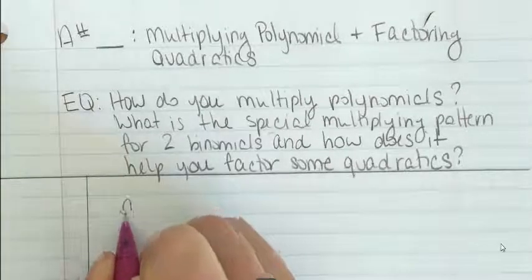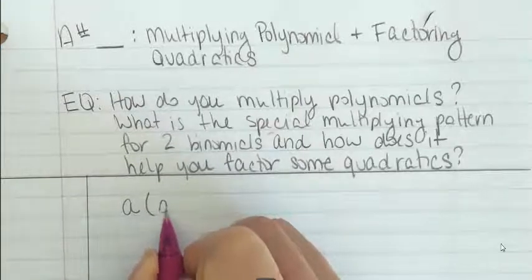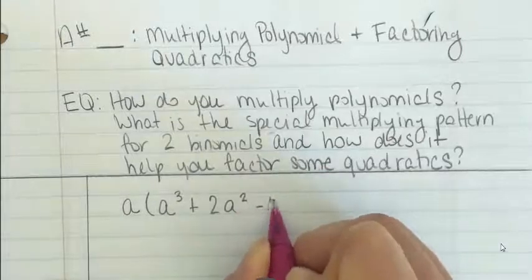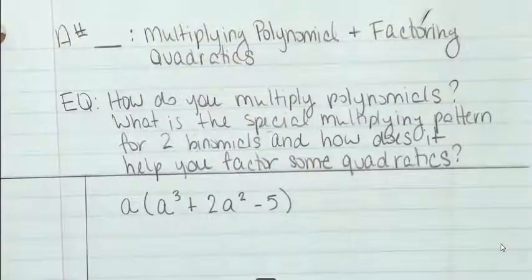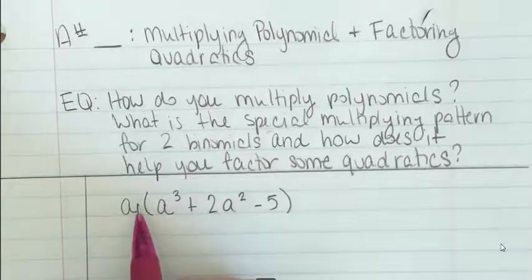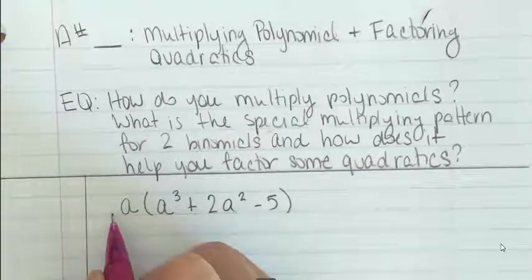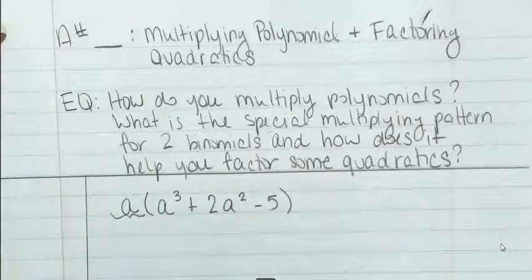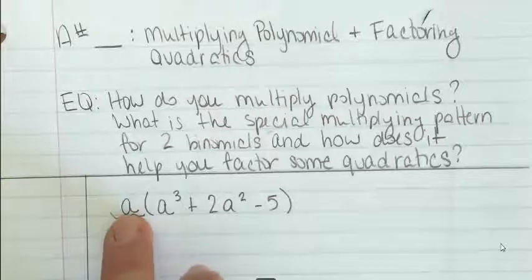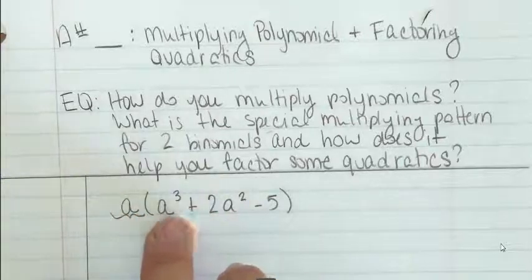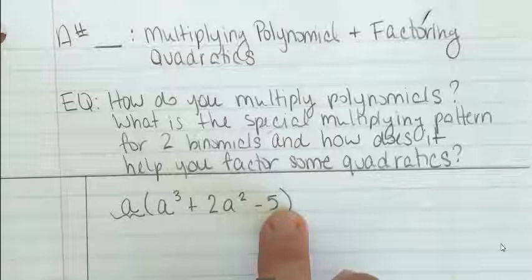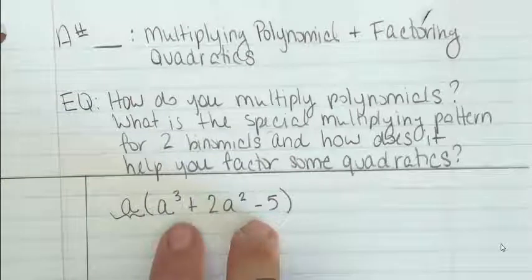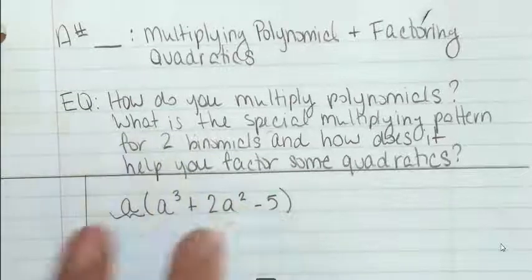So I'm going to give you a, and I'm going to multiply that into the quantity a cubed plus 2a squared minus 5. So what I have right here is two things being multiplied. If we're multiplying two things together, those are called factors. I'm multiplying a times this a cubed plus 2a squared minus 5. So the two factors I have are a and the a cubed plus 2a squared minus 5. That's another factor because they're being multiplied.